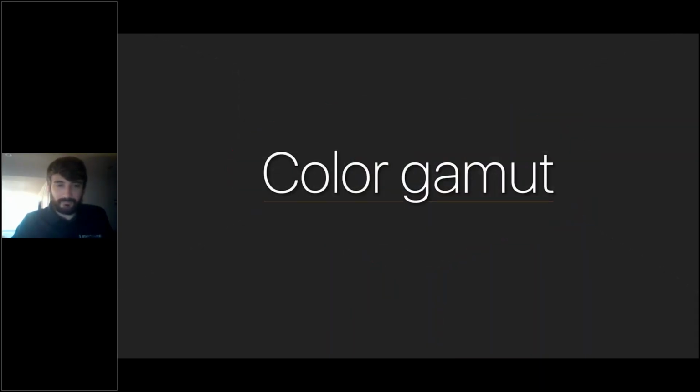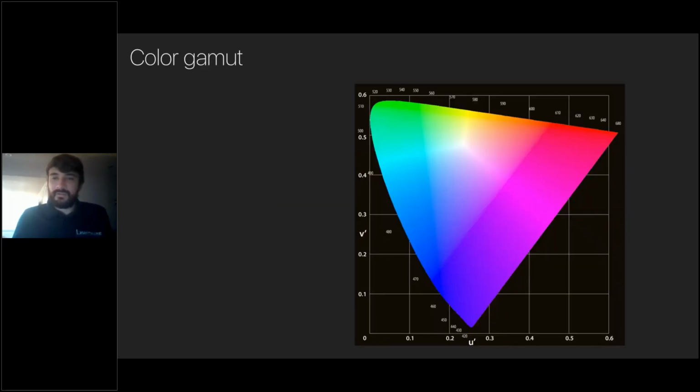So moving on, let's go through the color gamut now that we've covered the dynamic range. What we're talking about with color is reproducing what we see in real life. So what do we see in real life? Well, this is the CIE color diagram, and it shows all of the colors that the human eye is capable of processing.